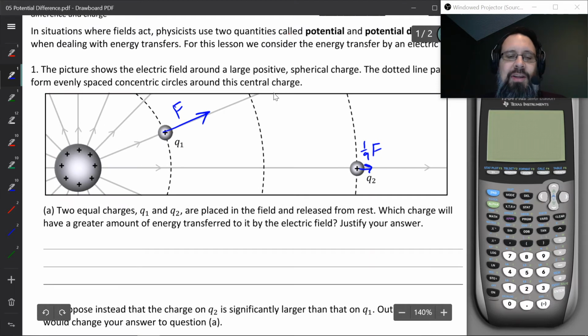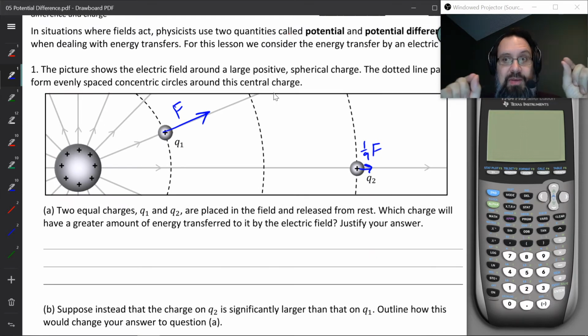Okay, so here's my question. If we release Q1 and Q2 from these locations and we just let them go, and they're starting from rest, my question is, which charge will have a greater amount of energy transferred to it by the electric field?